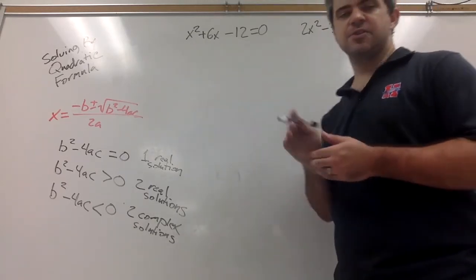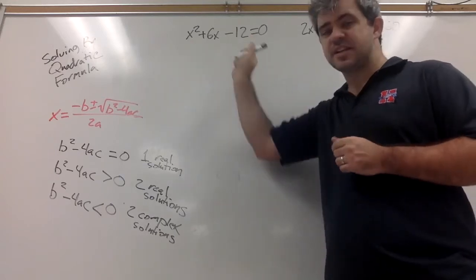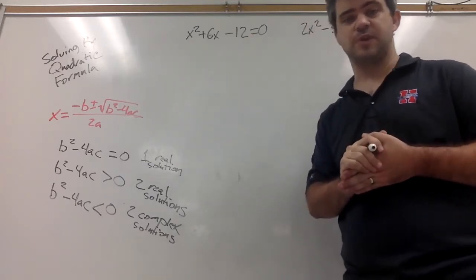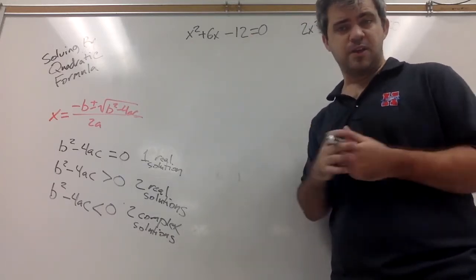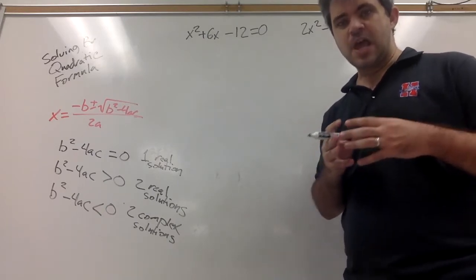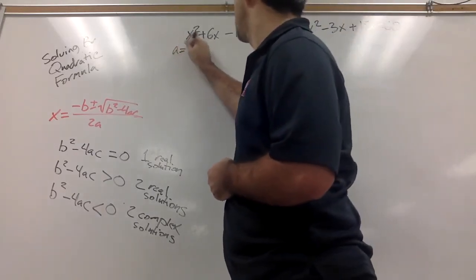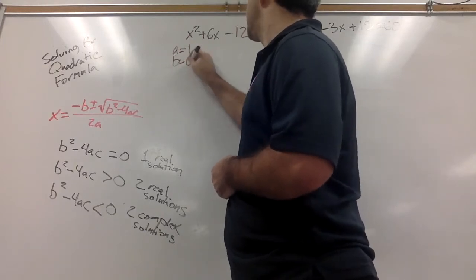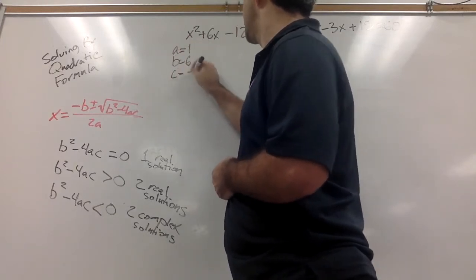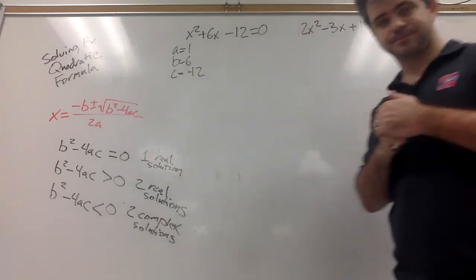So here's our second example. Now, this is an example that we could not have done by factoring. If you tried to factor this, you'd bang your head against the wall for a while, and it wouldn't work. So we're going to use our quadratic formula. A is 1, B is 6, and C is negative 12.